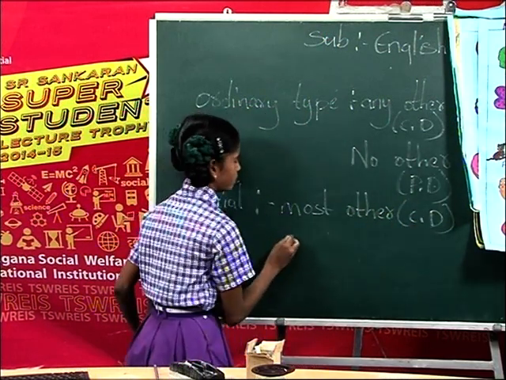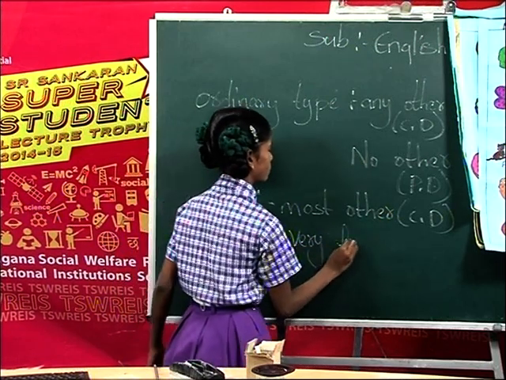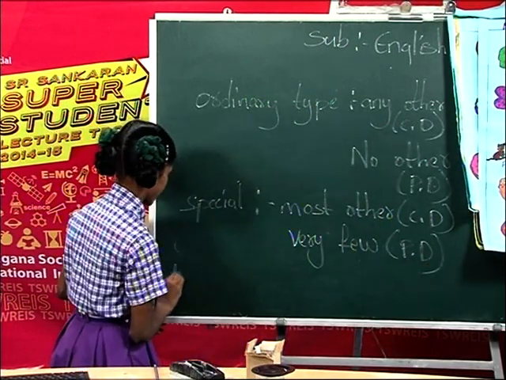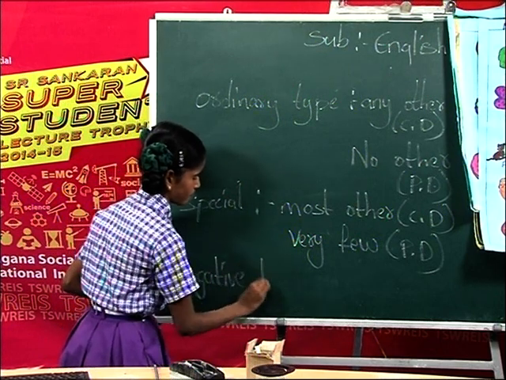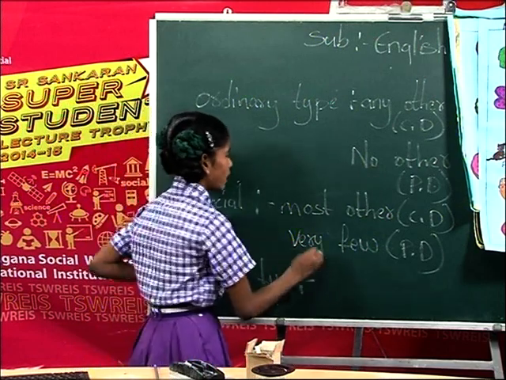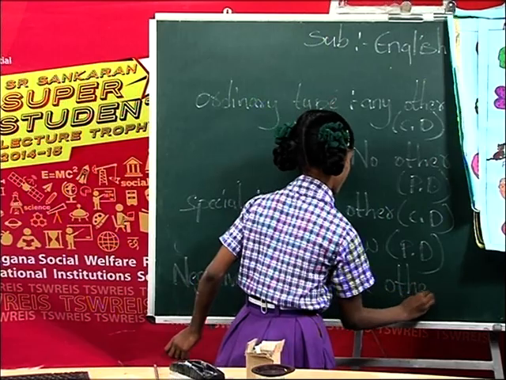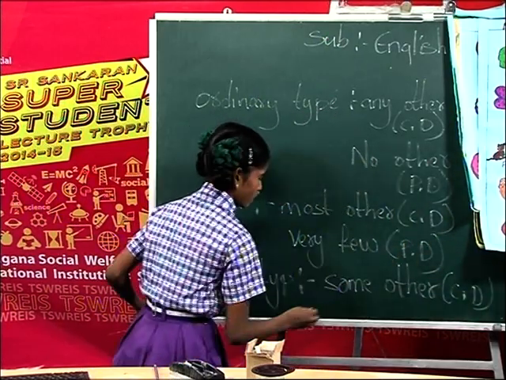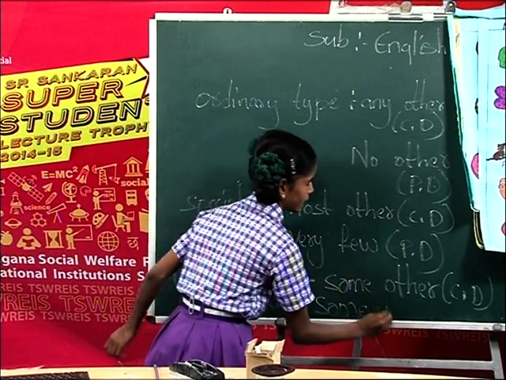And very few. And in negative type, we should remember some other. And some and at least.